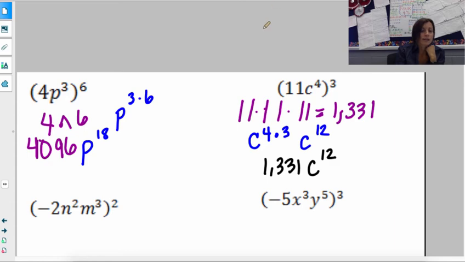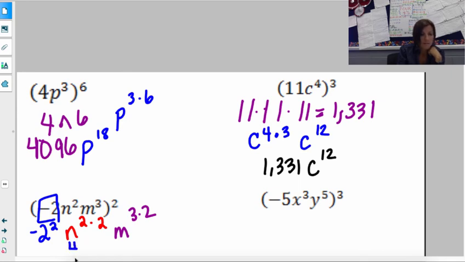Uh-oh, I see a negative in my next one. So negative 2n squared m cubed is now our base, and it's going to be raised to the 2nd power. So we've got to take this part first, negative 2 squared, and then I've got to do n to the 2 times 2, and then m to the 3 times 2. So let's simplify. Negative 2 squared is 4, n, 2 times 2 makes it 4, and m, 3 times 2 makes it 6. Our simplified version is 4 n to the 4th, m to the 6th power.